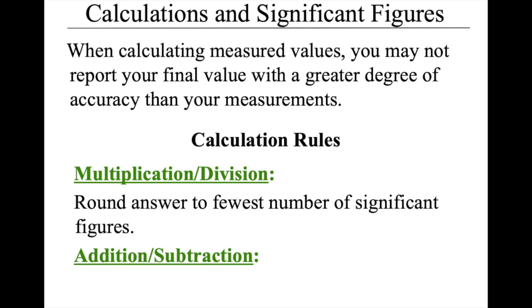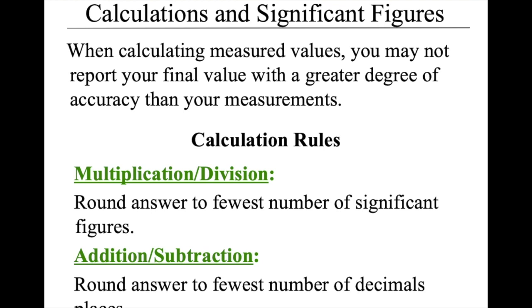The rule for addition and subtraction is different, and that goes by place value. If we're adding and subtracting numbers, the way that we would report to the correct number of significant figures is to round our answer to the fewest number of decimal places. Let's take a look at a couple examples.